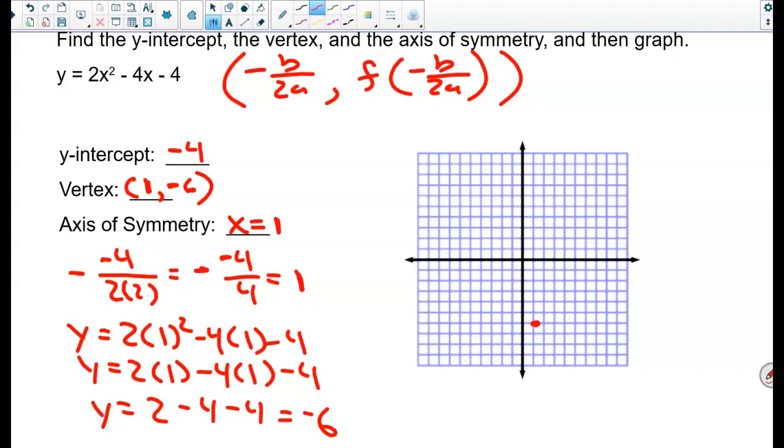I have a y-intercept at negative 4. I went over 1, I go over another 1. And this is my parabola. And x equals 1 is my axis of symmetry.